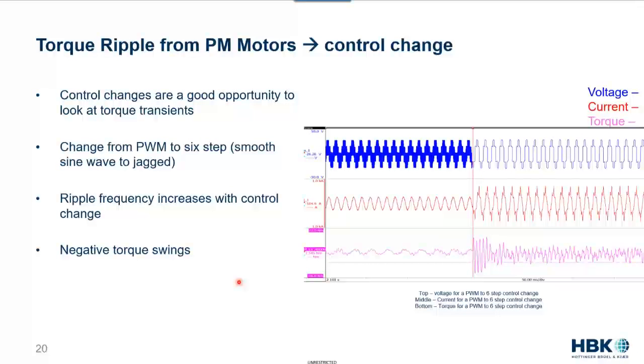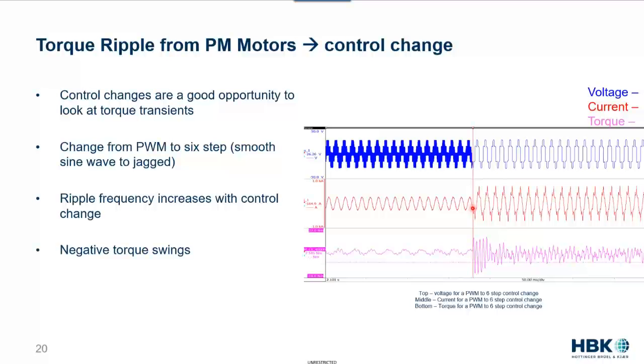Control change is another great opportunity to look at torque transients. So what we're seeing here in this data is a system as it's changed from PWM excitation to a 6-step excitation. On the left side, we've got our PWM. You see a nice sinusoidal current there in the middle pane. You see the PWM voltage at the top, and you can see some torque ripple on the bottom, but it's not huge in magnitude and it doesn't look too excessive.